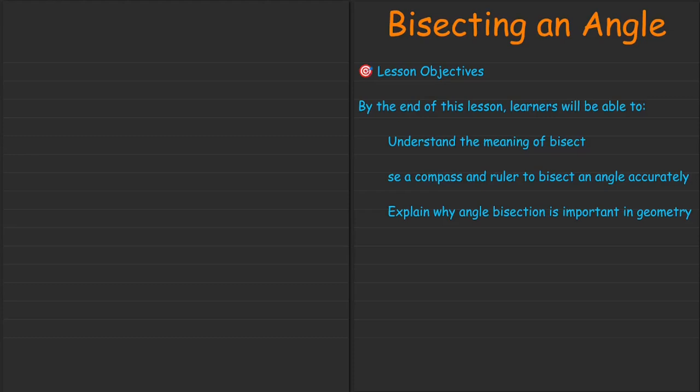In our previous lesson, we learned how to copy angles. This time around, we want to learn how to bisect an angle using a compass. This would help us in construction of so many angles. These are the lesson objectives. Without much ado, let's quickly look into it.